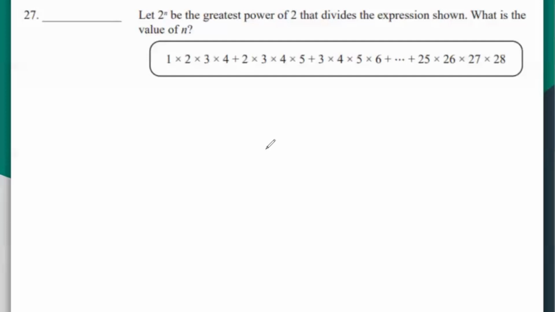Okay, so let's continue with 27. We have 2 to the n be the largest power of 2 that divides the expression given, and we want to find the value of n. This is slightly challenging, I guess, especially to see. We have 4 terms that we multiply, and then we multiply the next 4 terms, and the next 4 terms, and continue this pattern.